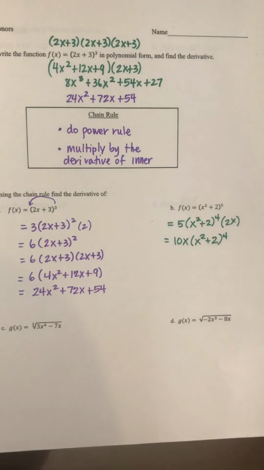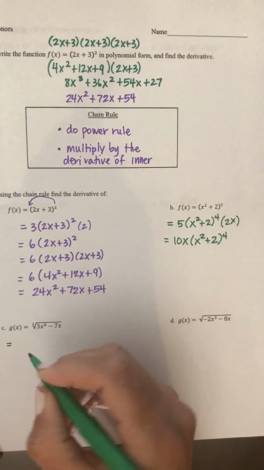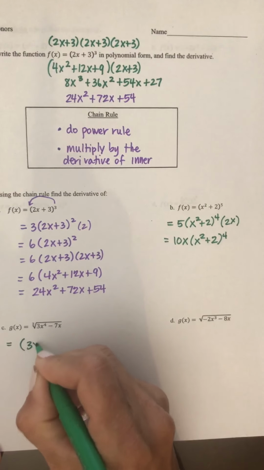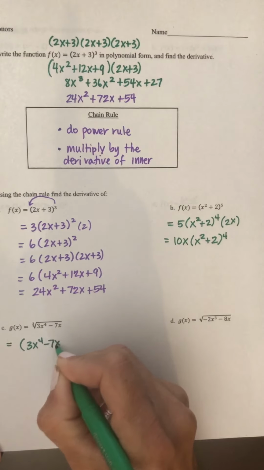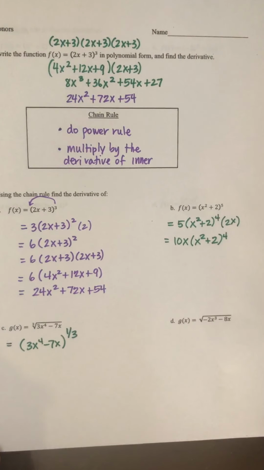So if I look at C and D, I have some yucky radicals. Looks like I have a cube root in C and a square root in D. What you want to do is change them from a radical to a fractional power. This way, it makes it easy to use the power rule. So first, you're going to take 3x to the fourth minus 7x. And remember, the cube root is the same as the 1/3 power.